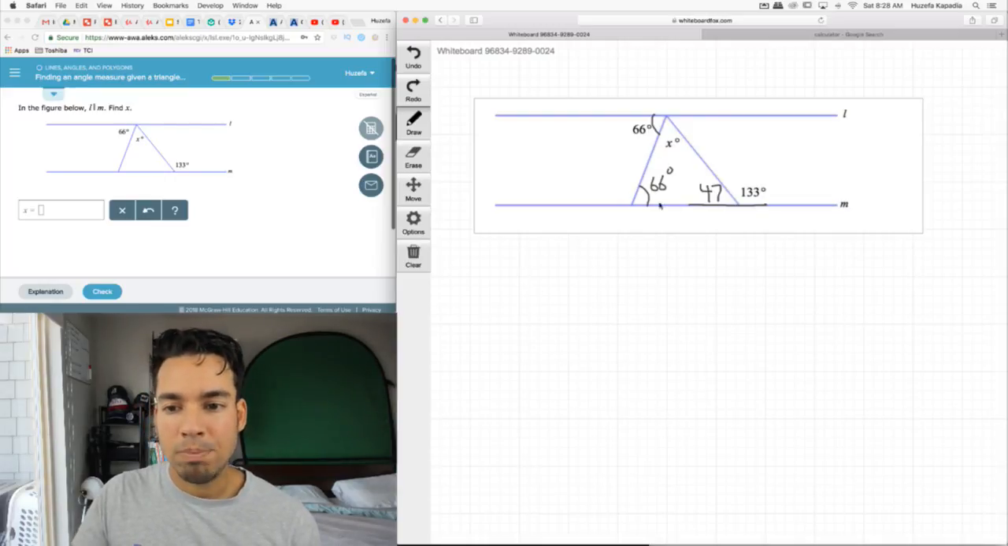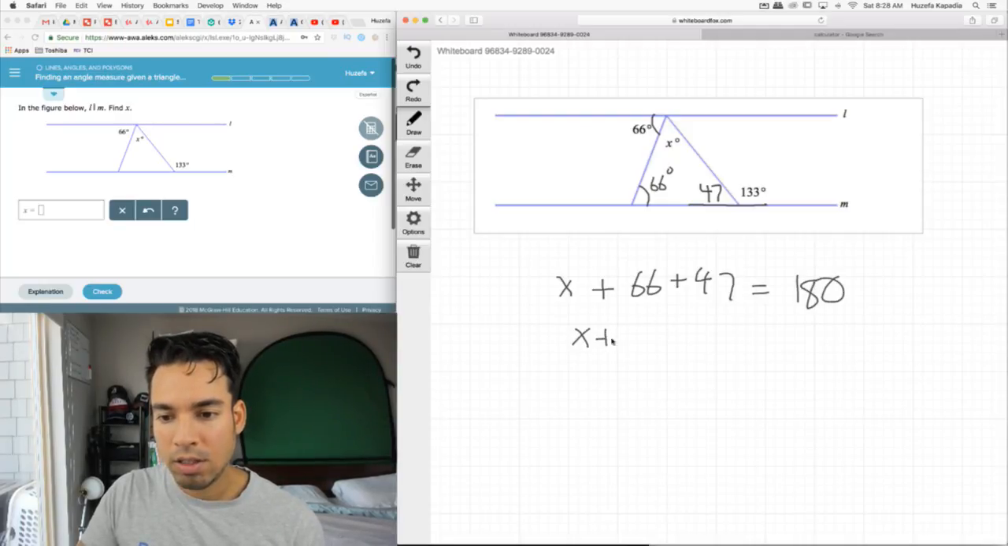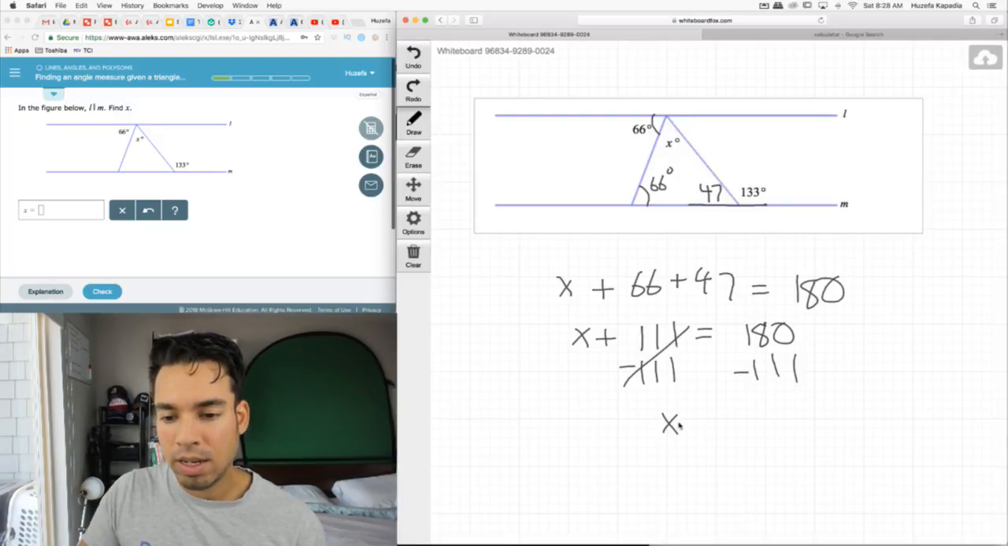But I always say the best rule, the most reliable rule, and easiest to remember is that all of them add up to 180 and you still get the same results, just a tiny bit more work. But let's just do it that way. Equals 180, add these together. That's 111 equals 180. And then we subtract that and we get x equals 69.